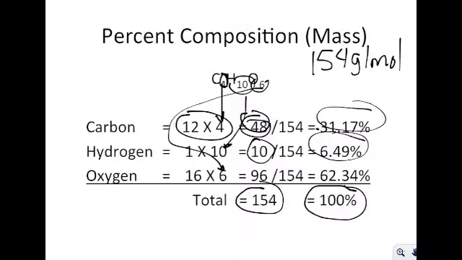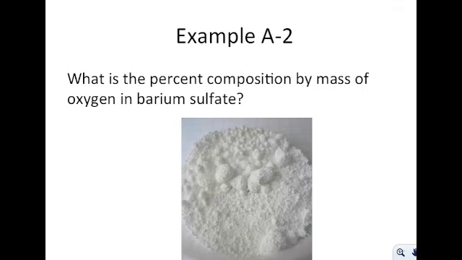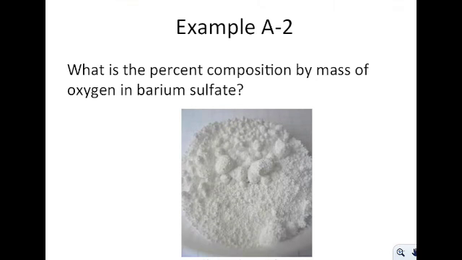So, an example of the next one, it says, what is the percent composition by mass of oxygen in barium sulfate? So one of the things that you have to know in order to start to solve this question is you have to know what the formula is for barium sulfate. And the formula for barium sulfate is BaSO4. Okay, both barium, which is 2 plus, and sulfate, which is 2 minus, balance each other out. So you have barium sulfate.